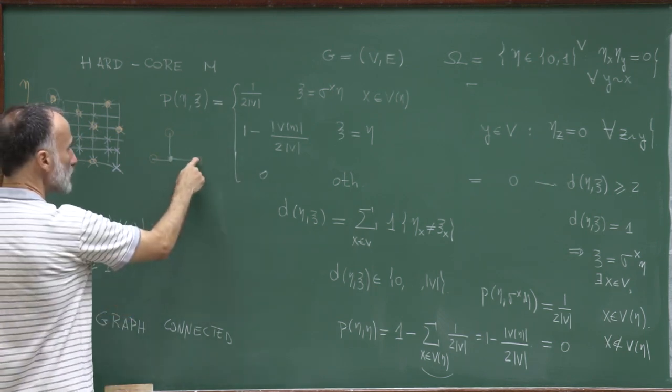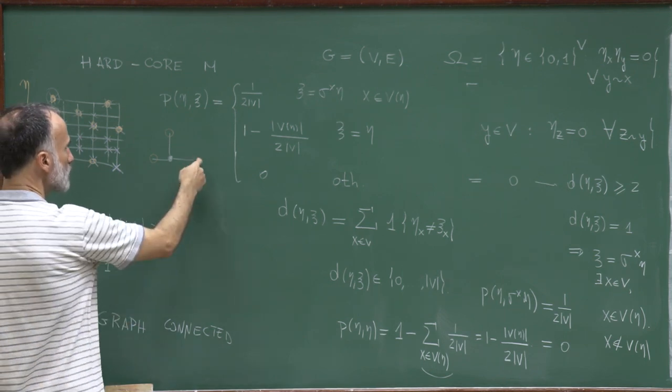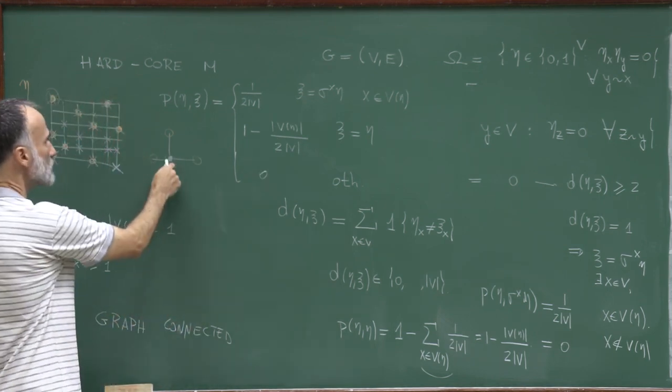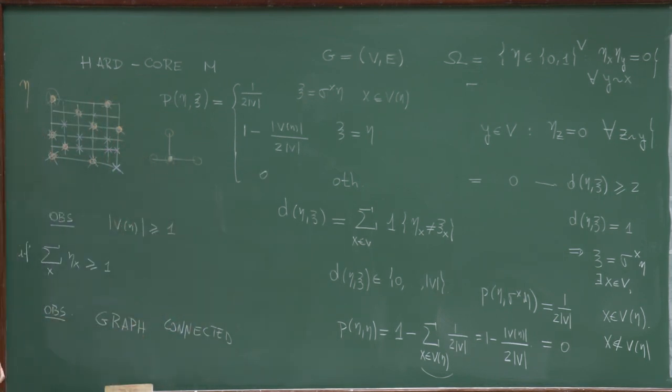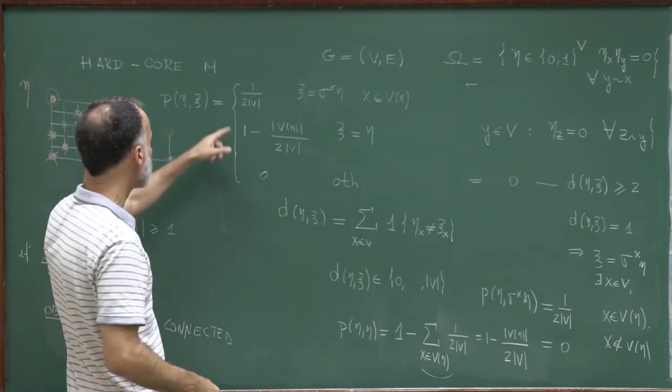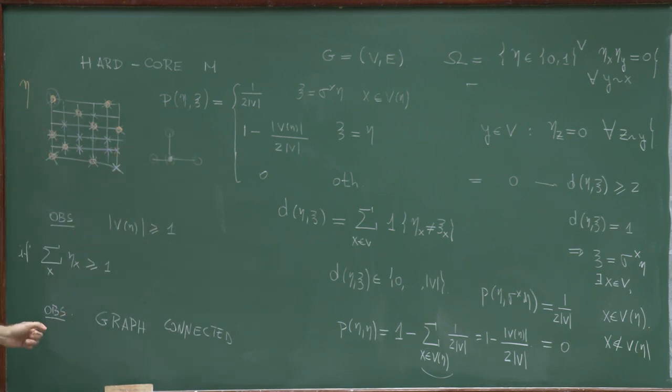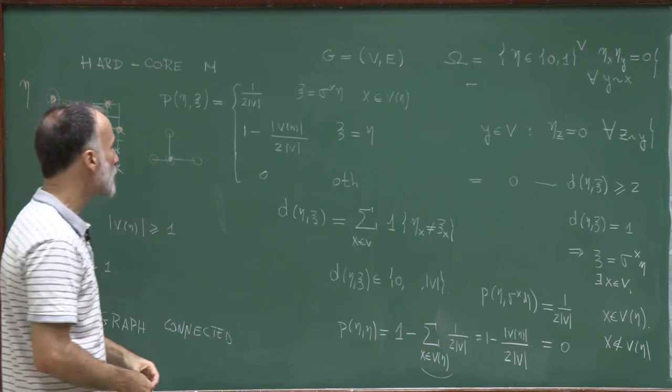And if I take the point at the end of this edge, this point does not belong to V of eta, because there is a particle at this point x. So this means that this probability of staying at your configuration is always strictly positive if there is at least one particle in the configuration.